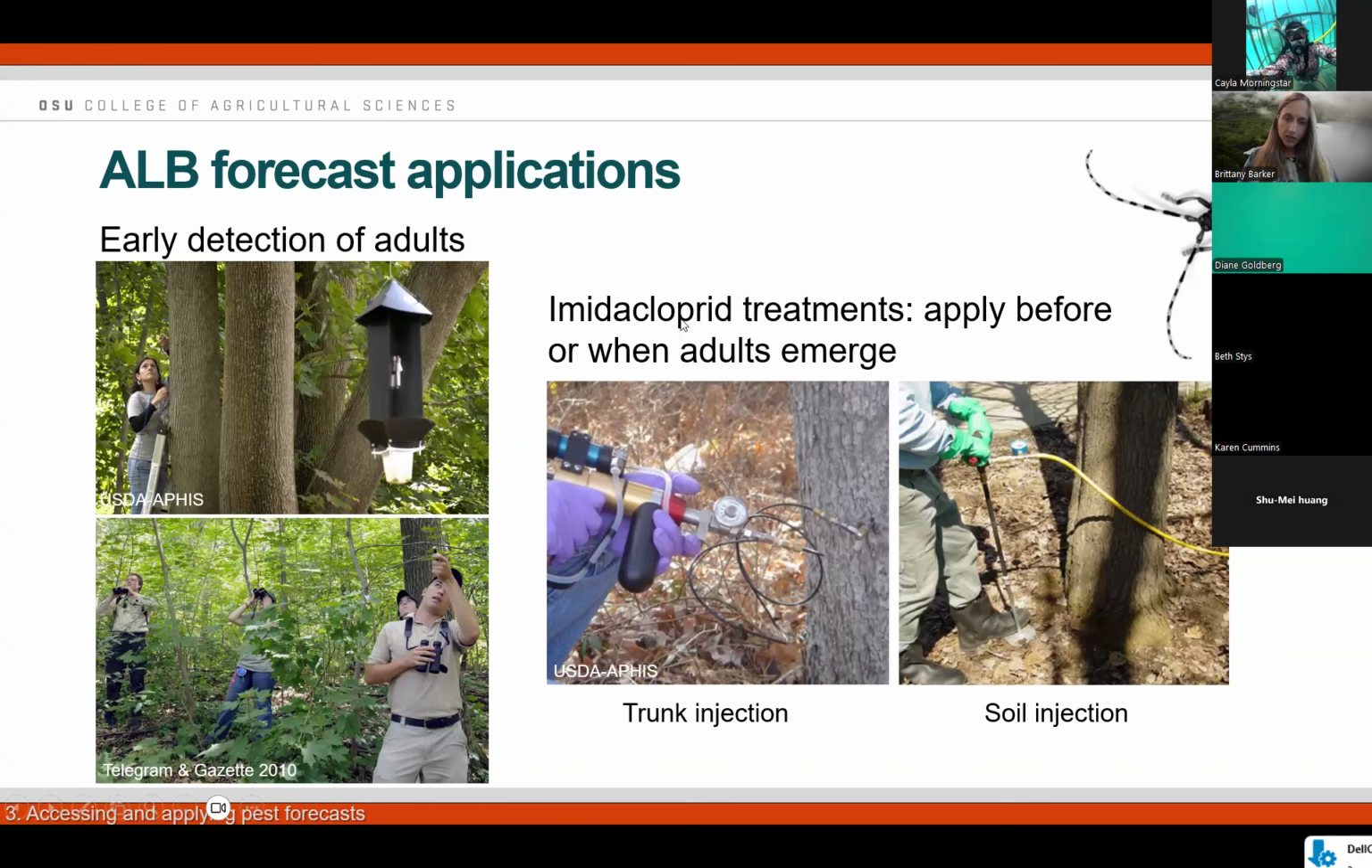Also, for eradication efforts, there is insecticide treatments. Let's see if I can pronounce this right. I think the most common one that I understand that they use is imidacloprid. I hope I'm saying that right. So those are applied before or when adults emerge. The picture here is showing a trunk injection and then also a direct soil injection. And I think you can also do soil drenches with potentially this pesticide as well. So those will be most effective if it's before or when the adults emerge.